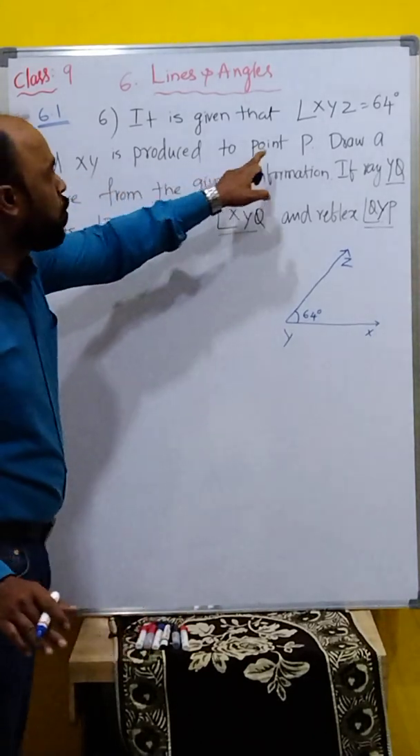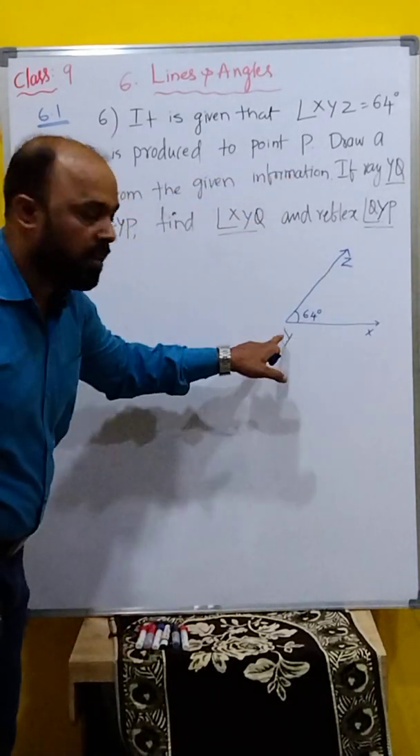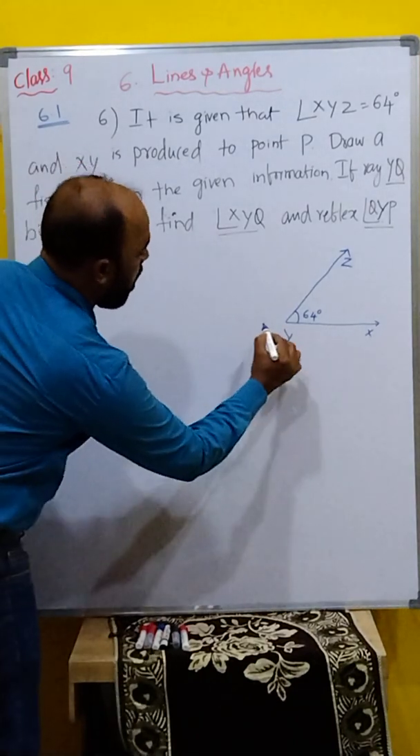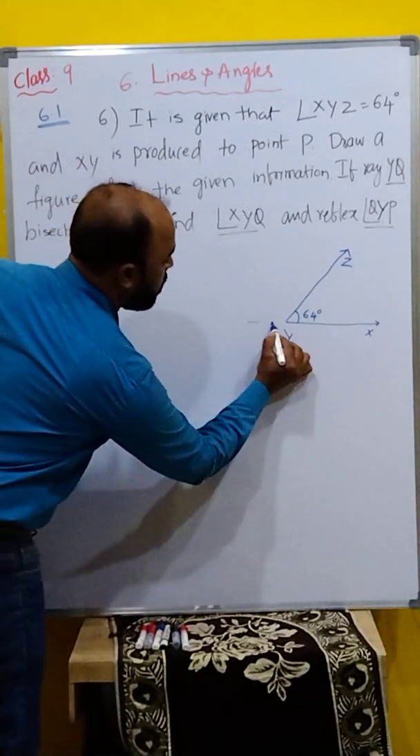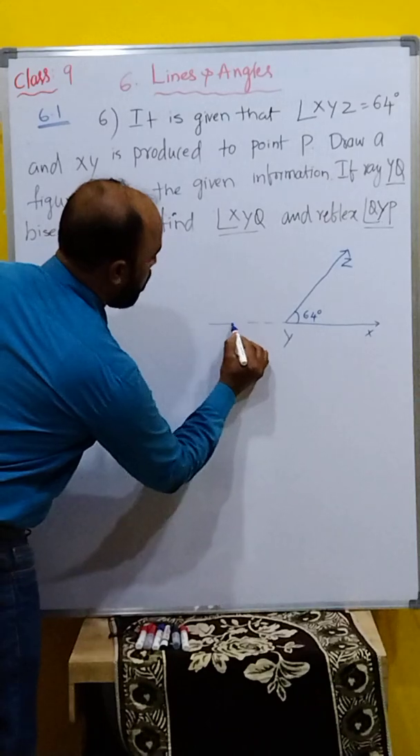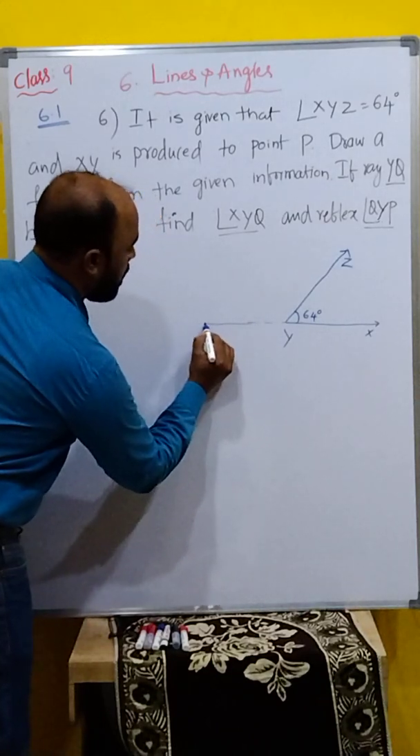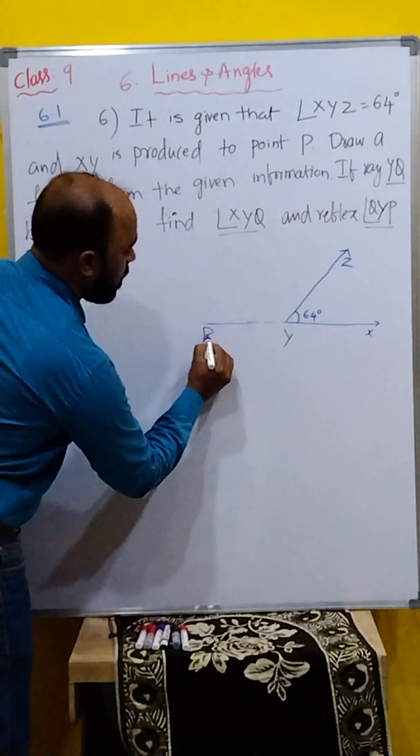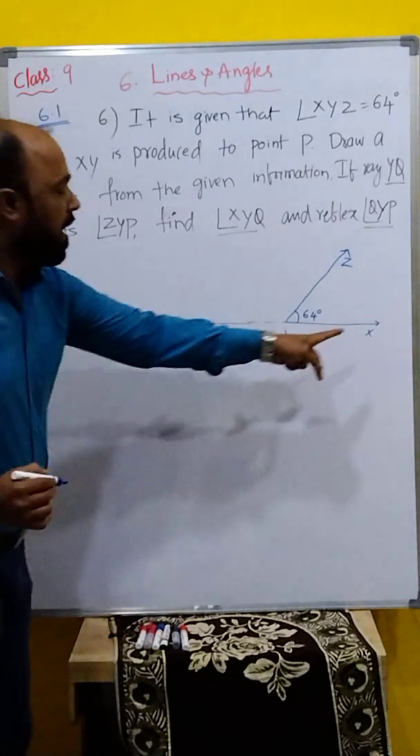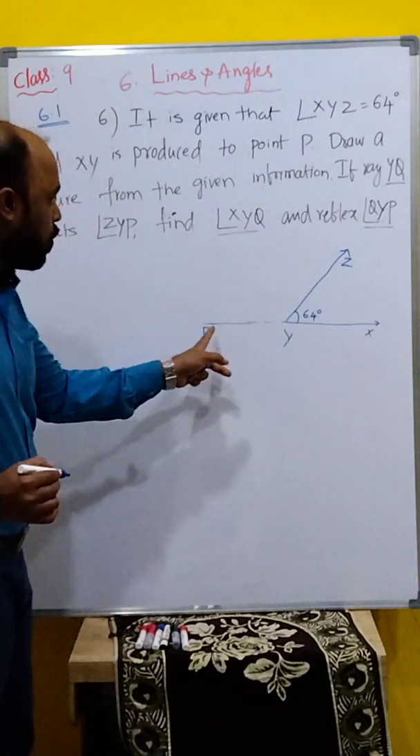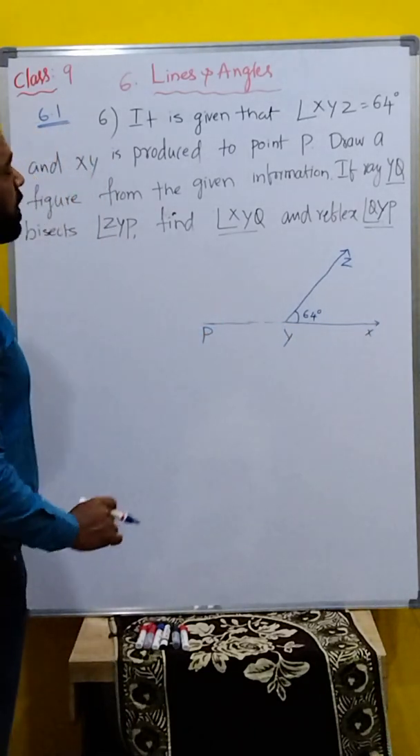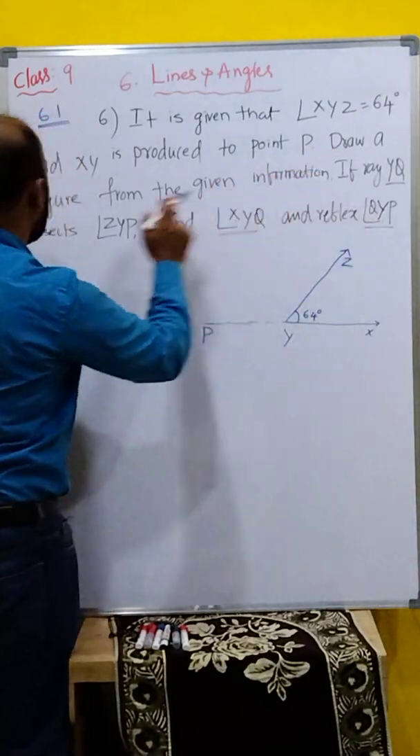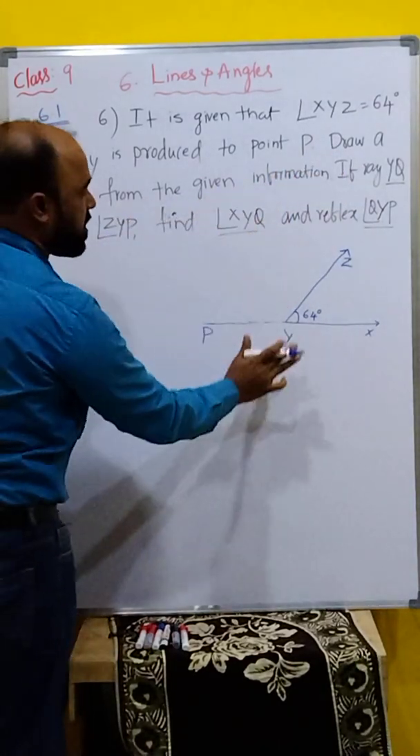Come to the second condition. XY is produced to point P. This is XY, produced up to point P. Clear, children? XY is produced to point P. Next, draw a figure from the given information.